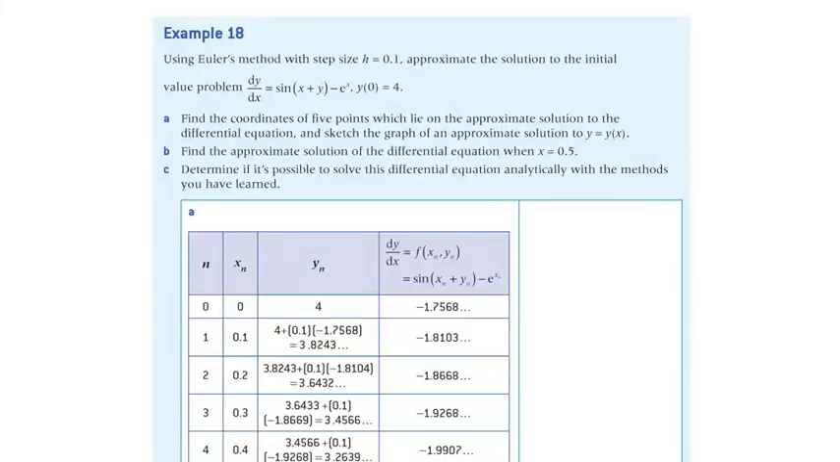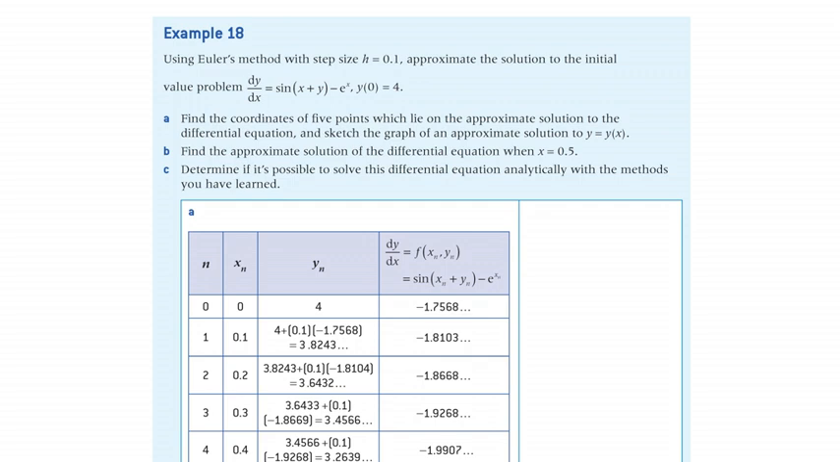In this example, you are given the differential equation dy/dx equals sin(x + y) minus e^x. The initial condition, y(0) equals 4, and a step size of h equals 0.1. Using this information, you will find the coordinates of 5 points that lie on the graph of the approximate solution to this differential equation.